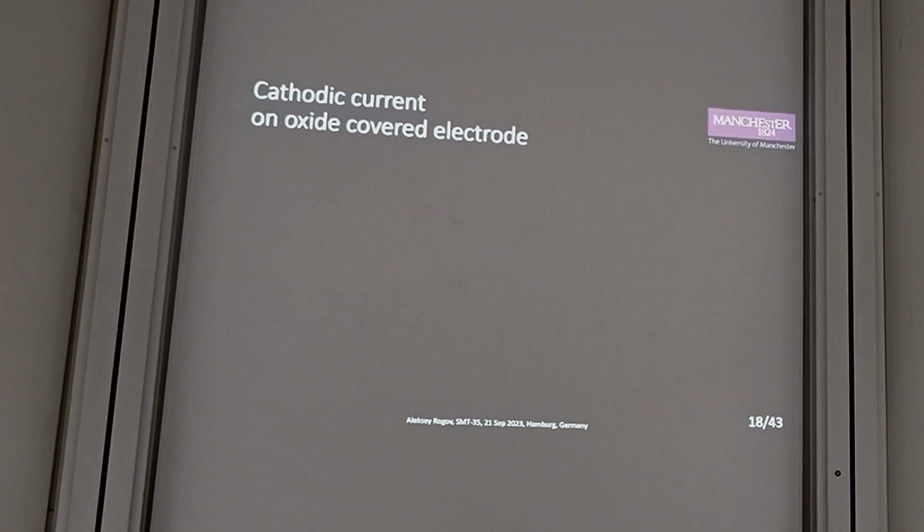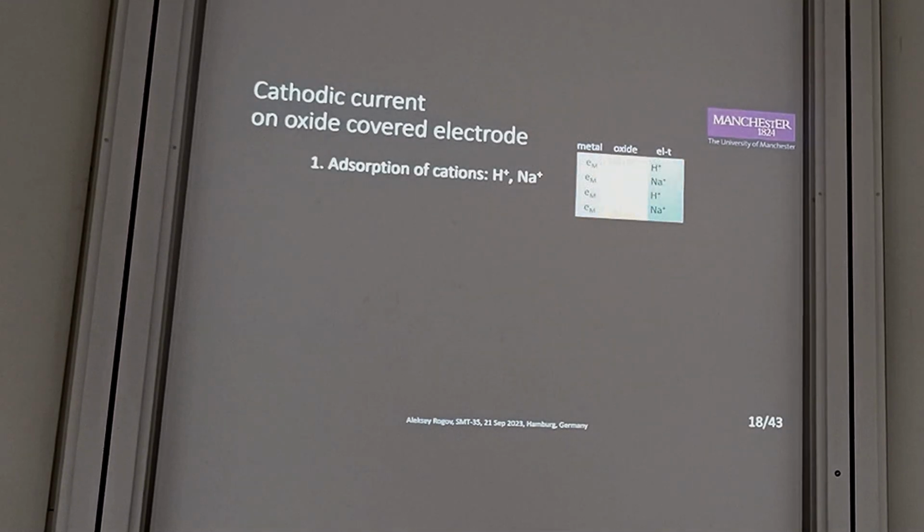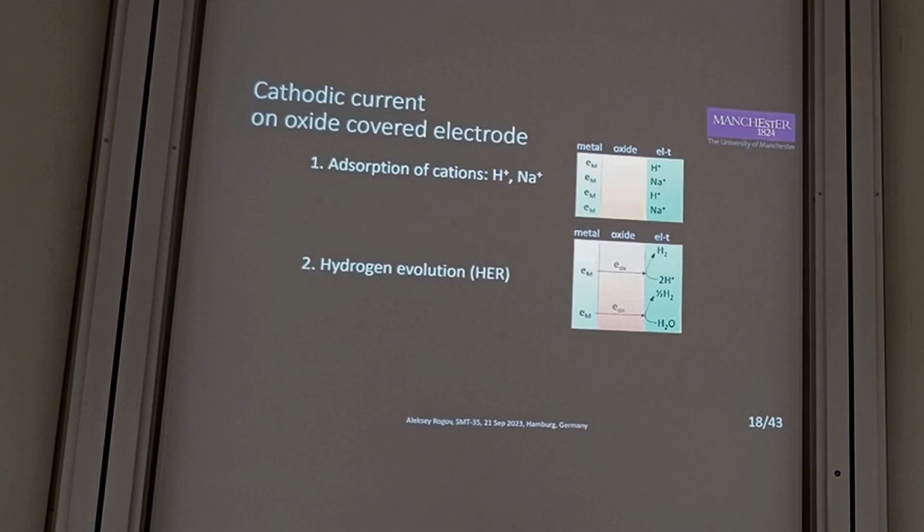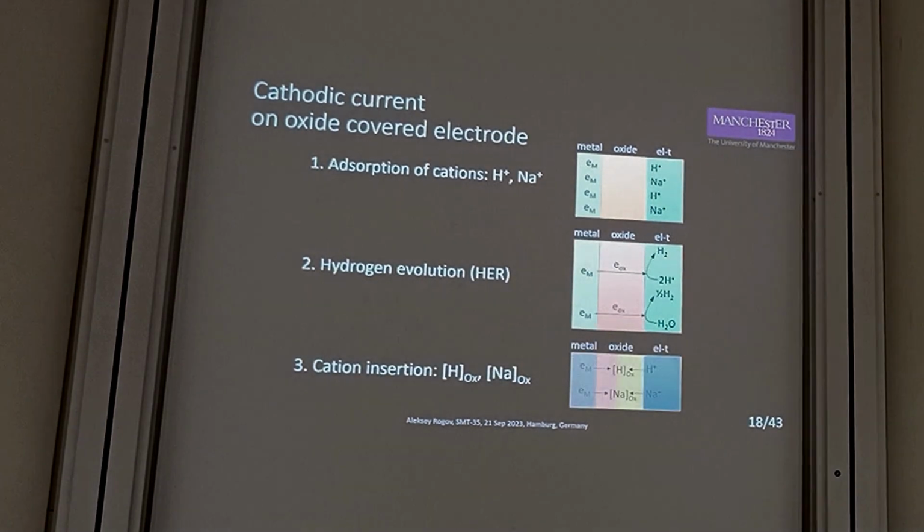So what may happen under the cathodic polarization in our system? First, it may be an adsorption of cations. Second, it may be evolution of hydrogen if the oxide is in the conductive state, or there may even be an insertion of cations followed by the neutralization inside of the oxide.